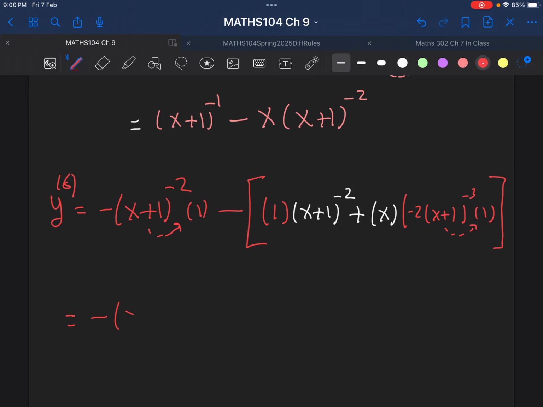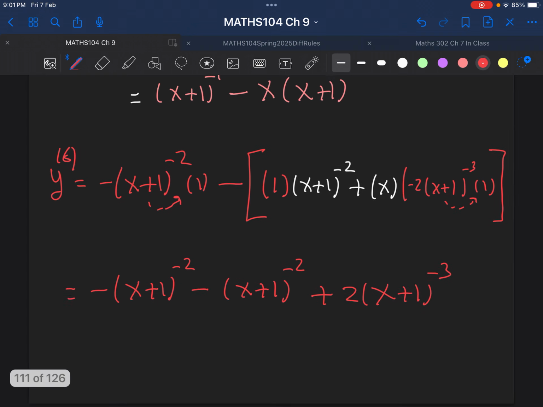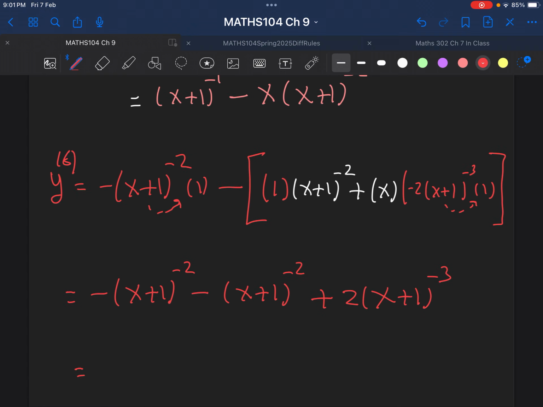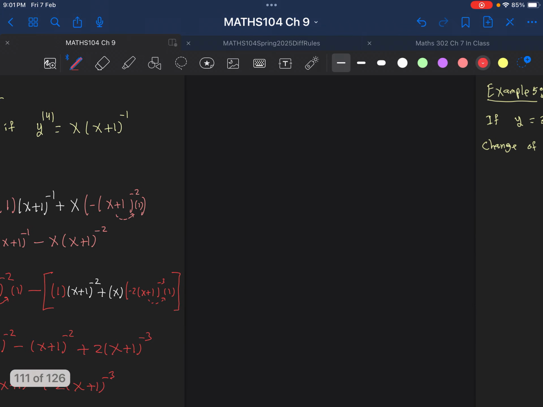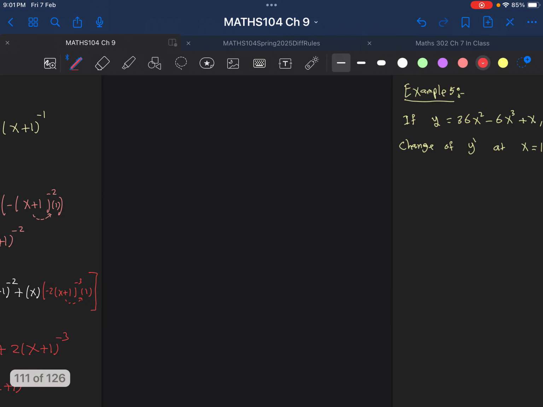If we try to simplify this one, this will be (x plus 1) to the power negative 2 minus (x plus 1) to the negative power 2. And then we have plus 2 (x plus 1) to the negative 3. Of course, the first two, we can join them. So we get 2 (x plus 1) to the negative 2 plus 2 (x plus 1) to the negative 3. And that's the example number 4.